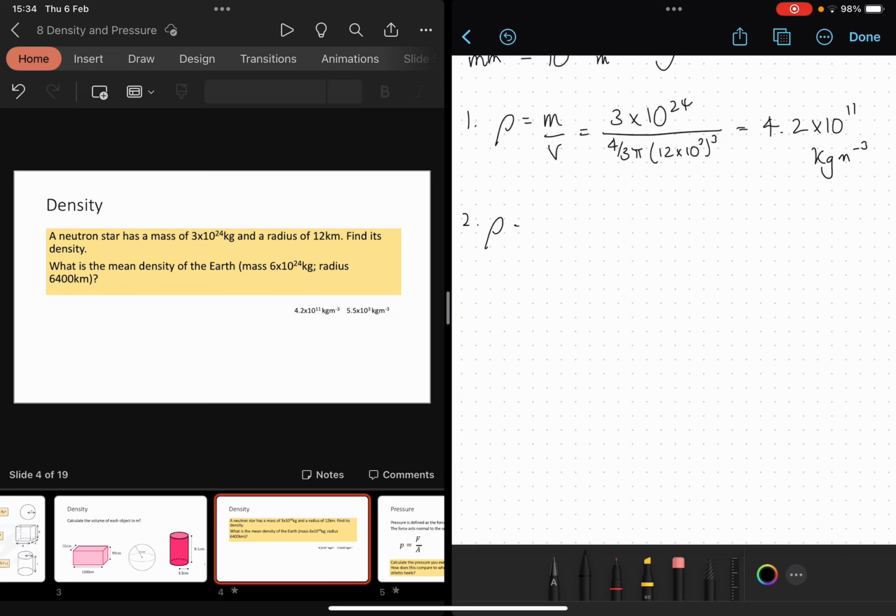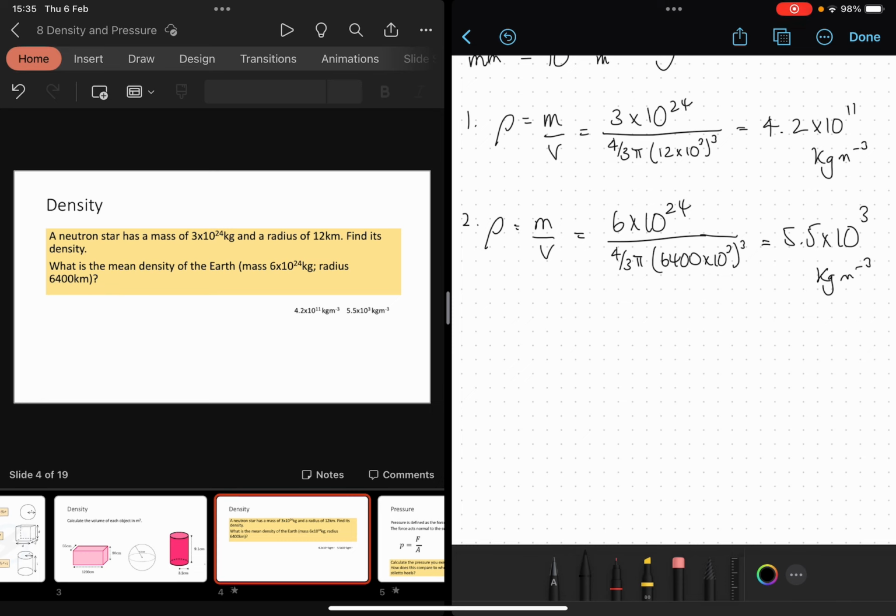If we compare that to the density of Earth, and the reason I'm making this comparison is because the mass of the Earth isn't that dissimilar to that of a neutron star. It's only doubled. However, the volume of the Earth is significantly different, and we're about to cube that difference. So the radius is 6,400 kilometers. We're going to cube that, and when we do, we get a value of 5.5 times 10 to the 3 kilograms per meter cubed. So you can see the difference that radius has on volume and therefore on density.